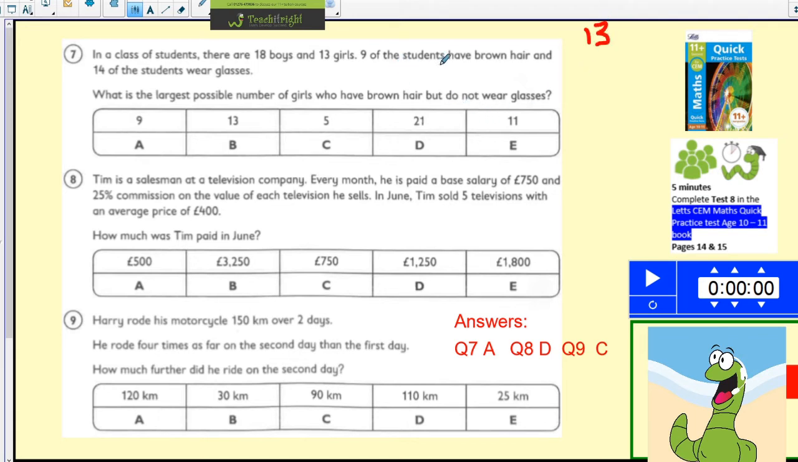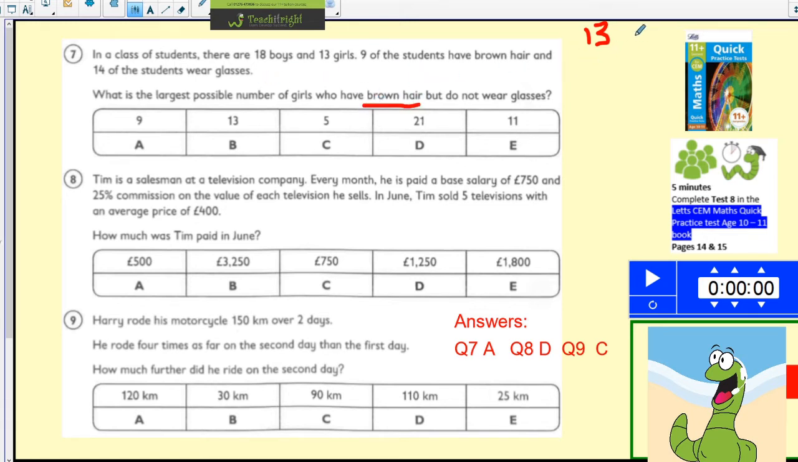9 of the students have brown hair and 14 of the students wear glasses. Well, in total, if 14 wear glasses and there are 18 boys, that could be 14 boys. So I think the answer... Oh no, 9 of the students have brown hair and 14 of the students wear glasses. What's the largest number who have brown hair? Oh, there you go. It's not me reading it properly. So yes, there could be.